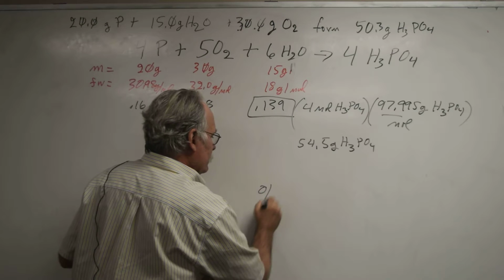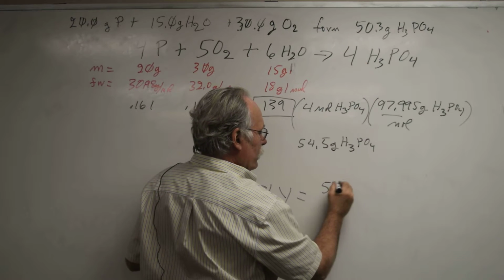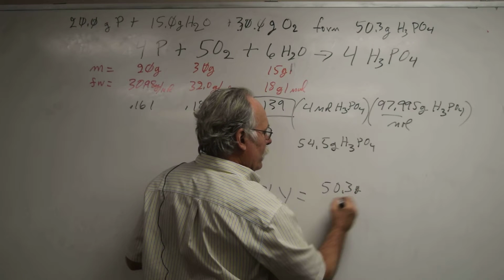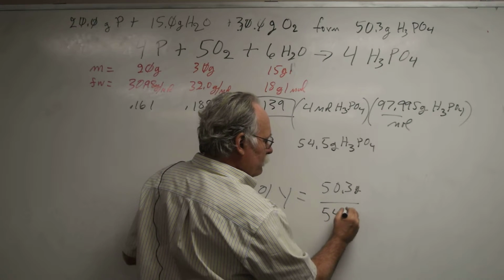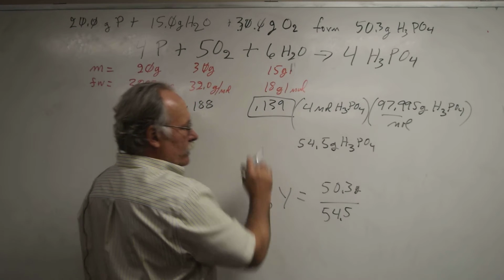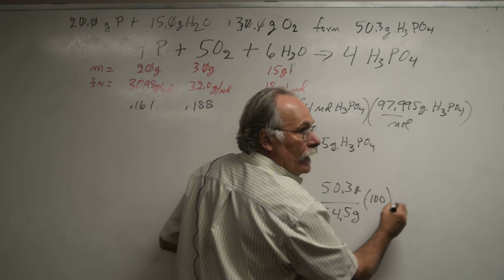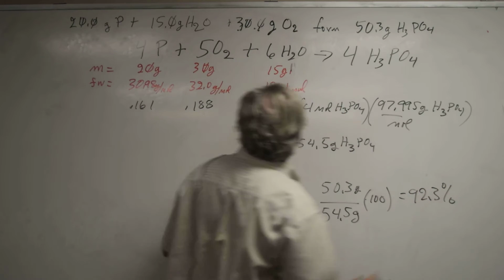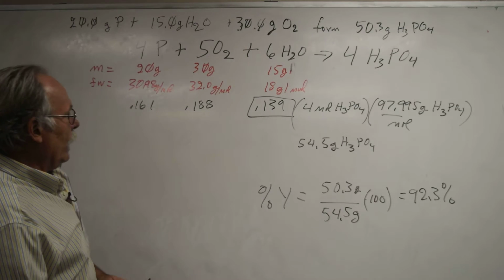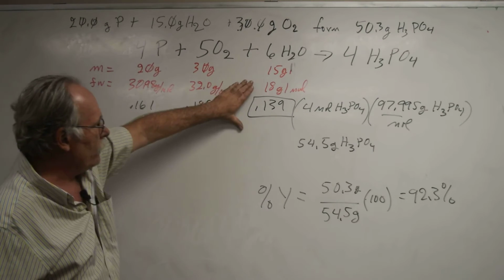So the percent yield is equal to the mass I actually have, 50.3 grams, divided by the theoretical yield, which is based on the complete consumption of the limiting reagent, times 100, and this is equal to 92.3%. Now this is the fast way to solve this. And if you get confused at this point, you can start from the beginning.